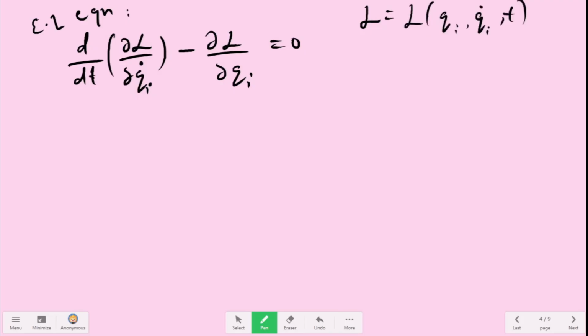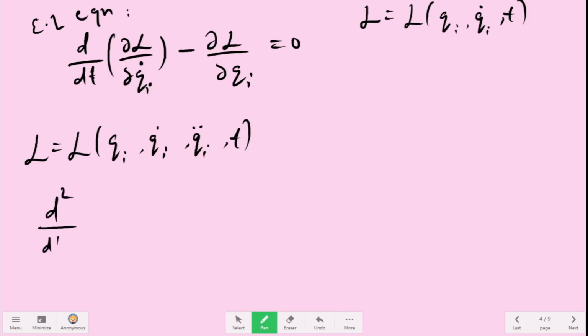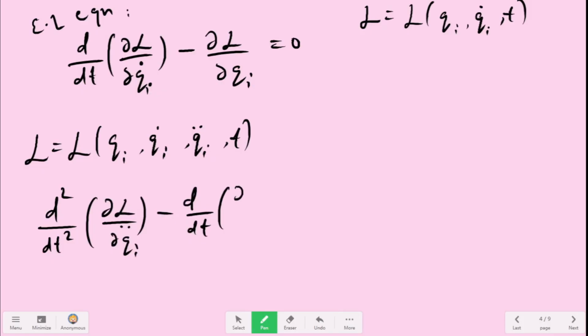Now sometimes Lagrangian can be a function of Q double dot as well. Lagrangian can be a function of qi, qi dot and qi double dot as well. In that case, the equation of motion is d square upon dt square of del L upon del qi double dot minus d by dt of del L upon del qi dot plus del L upon del qi is equal to 0.